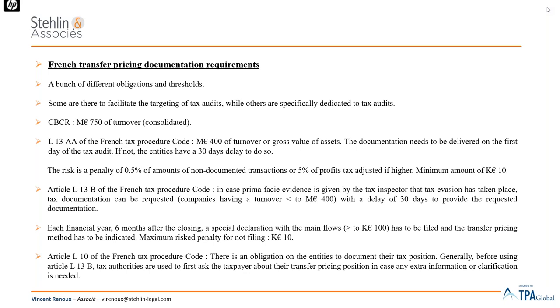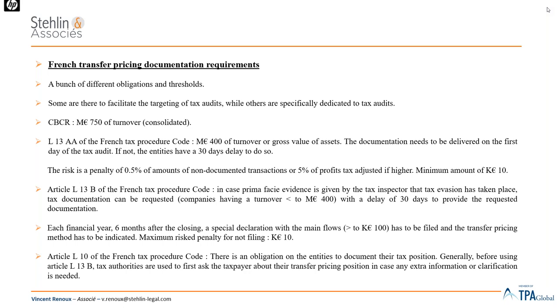So the first one I wanted to mention is the one you know very well, the CBCR. This is applicable for companies in a group that have a turnover superior to 750 million euro on a consolidated basis. So this is going to give a lot of information to the French tax authorities on the group and can help them, of course, to target a tax audit on a specific group.